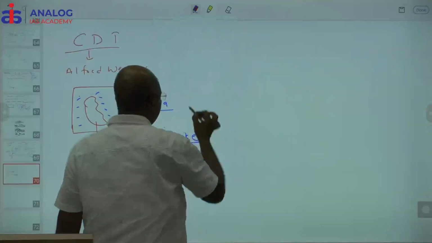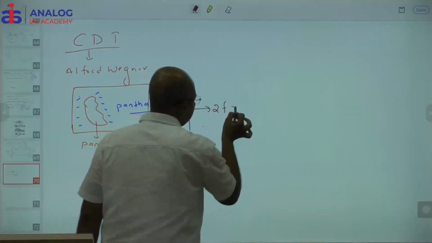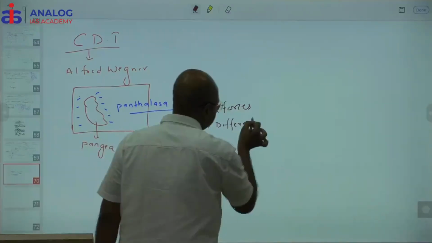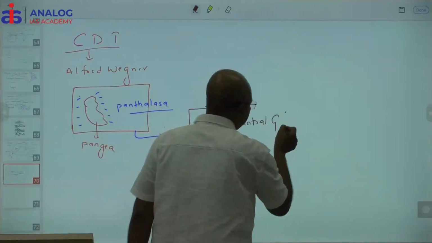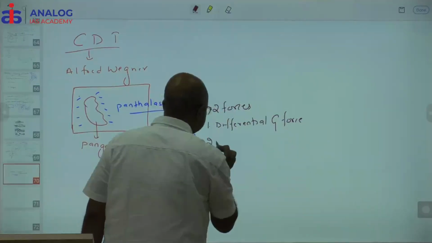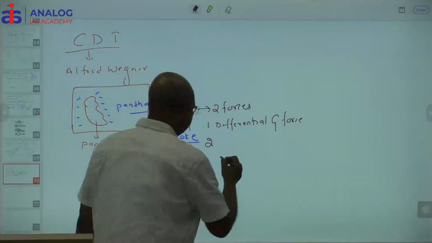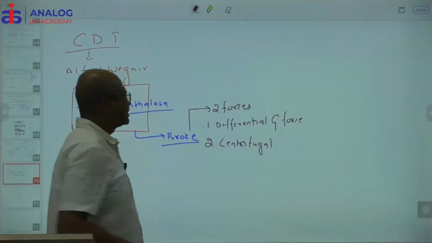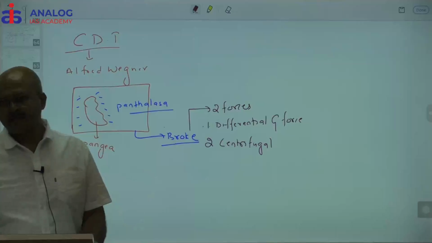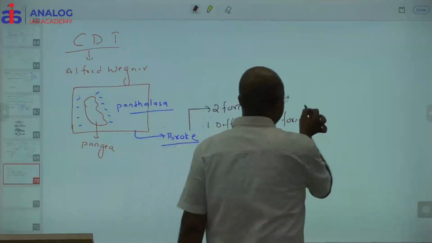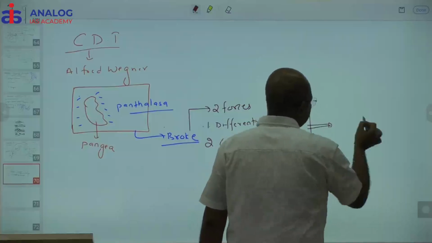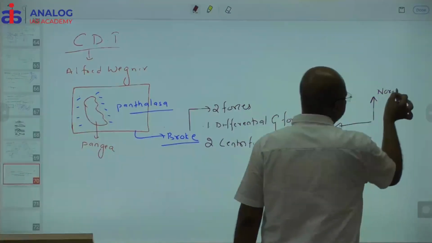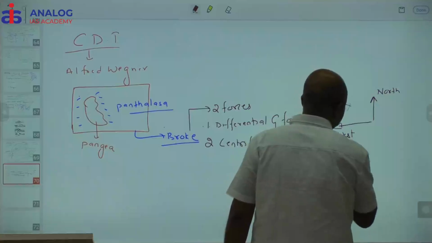After breaking, because of two forces, the first one is differential gravitational force, and the second one is centrifugal force. So these two were responsible for the drifting of the broken plates, the movement of the plates, one towards the north and one towards the west.